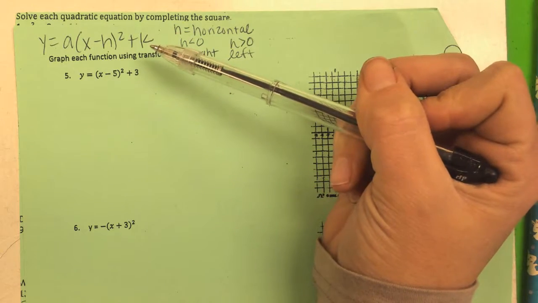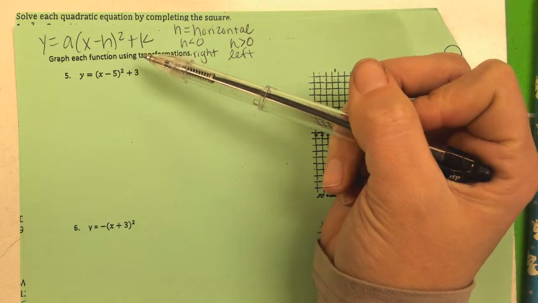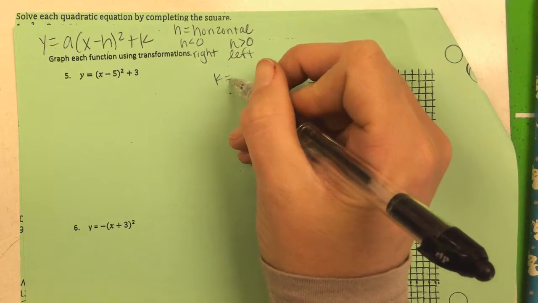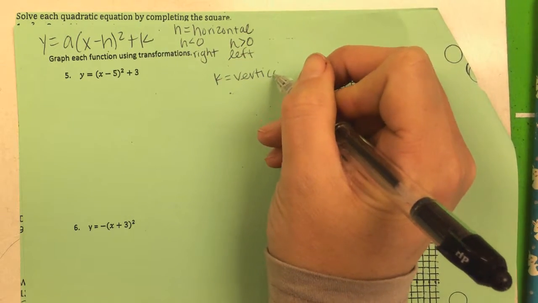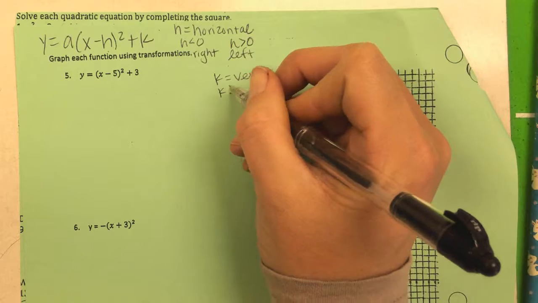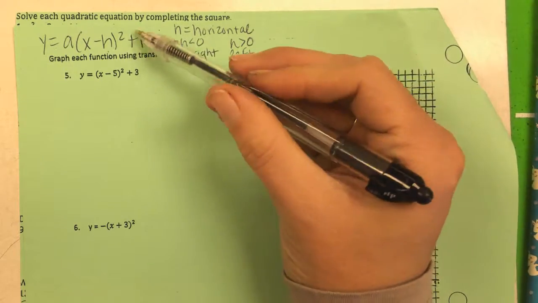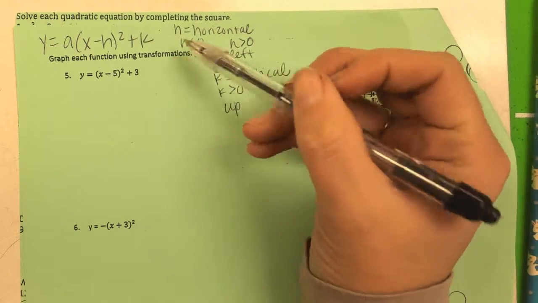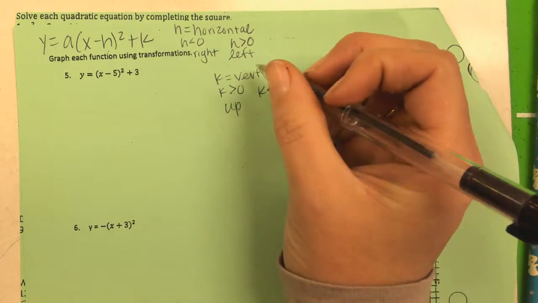Alright, the k represents you moving on your y-axis. Okay, so you're going to be moving up or down. So for k, I want you to put vertical. And if k is greater than 0, so if this is plus k on the outside, you're going to be moving up. If k is less than 0, meaning that this is a minus k right here, you'll be moving down.